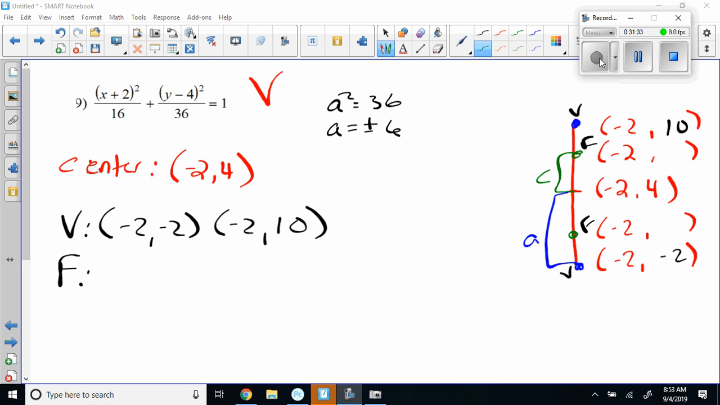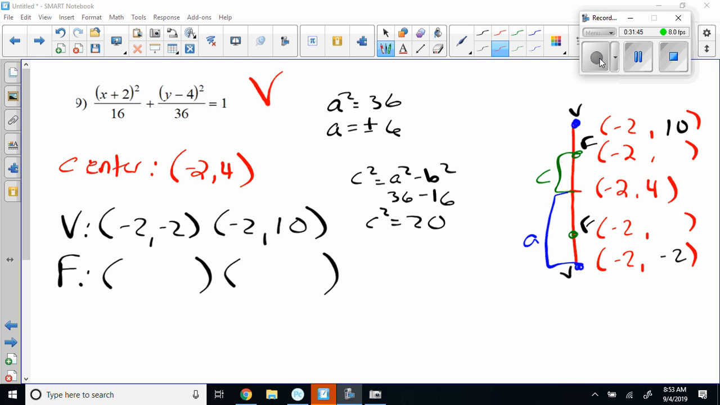My foci. Well, I've got to do a little bit of work. C squared equals A squared minus B squared. So 36 minus 16, C squared equals 20. So C equals the square root of 20, which is 2 square roots of 5, approximately 4.47. Y'all in agreement? Okay.